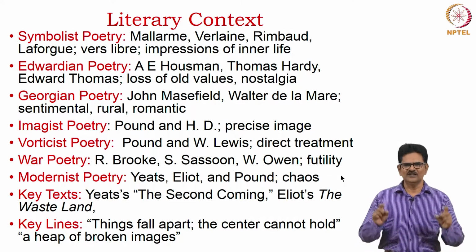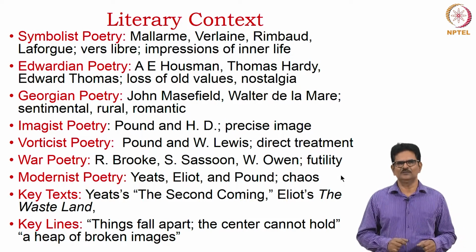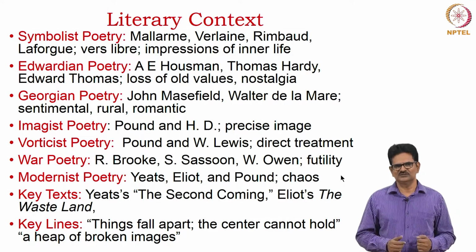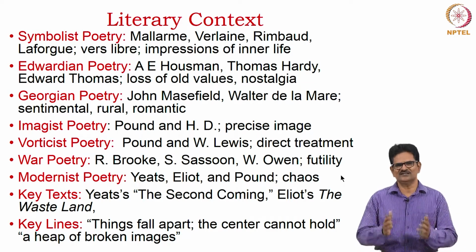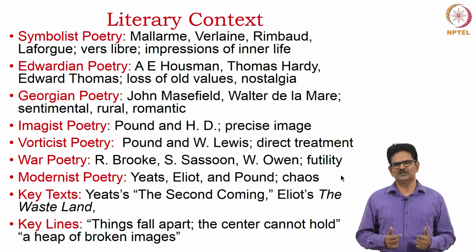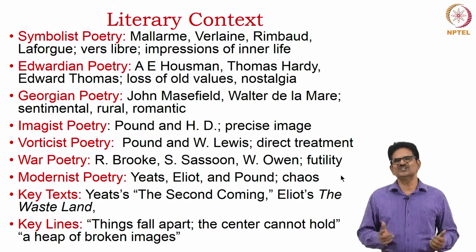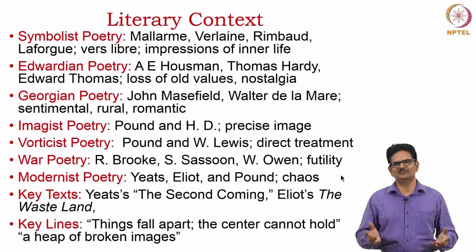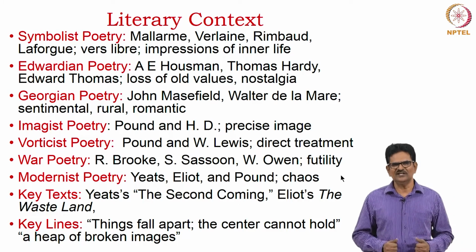We also have some key lines from these poems like "things fall apart, the center cannot hold," and then from Eliot's poem "a heap of broken images." There is no whole, there is no center, there is no unifying factor for society, for people, and so this was a fractured life that poets and people were living during this period.